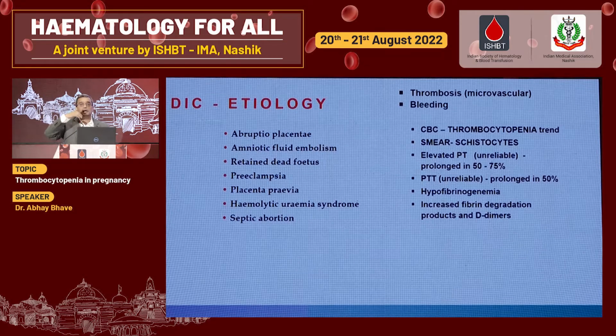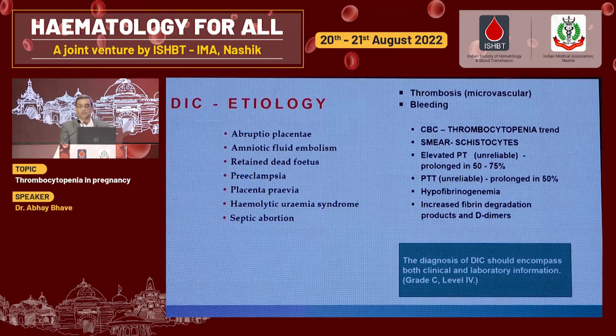The PT-aPTT is unreliable. We already know this, Dr. Kodai just told us, and look at what is the incidence. It could be prolonged and unreliable in so many other patients than DIC. Yes, if the fibrinogen drops, that's very important. If it drops below 100, we know this is DIC, and no doubt about that. The diagnosis of DIC should encompass both clinical and laboratory information.